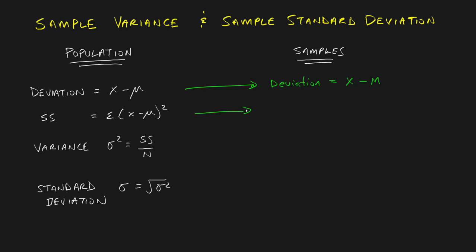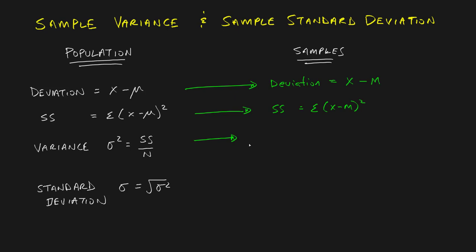Sum of squares is basically the same idea. My sum of squares is still going to be the sum of my squared deviations, but of course we've just defined the sample deviation as being x minus the sample mean. So really nothing new here. It's the same formula. I'm just using a different symbol to show the population mean and the sample mean. Now it's when we get to the variance that we have an actual change. And it looks like this.